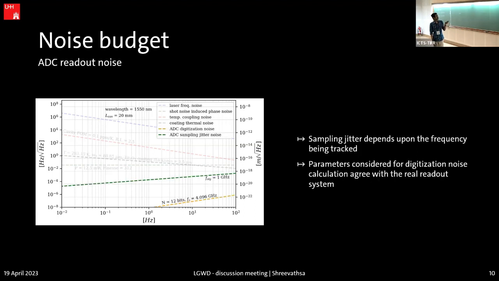Then comes some ADC readout noise. You track the beat frequency, so you have a readout mechanism that samples your signal and so on. Sampling jitter depends upon the frequency that you track, also the digitization noise. But these lie way down the shot noise, so not so interesting.